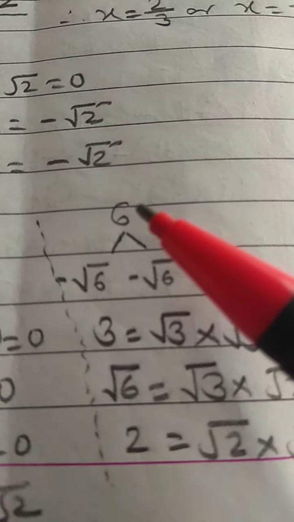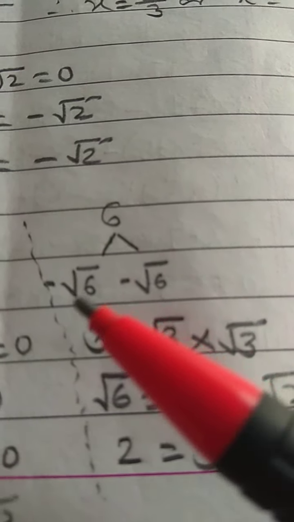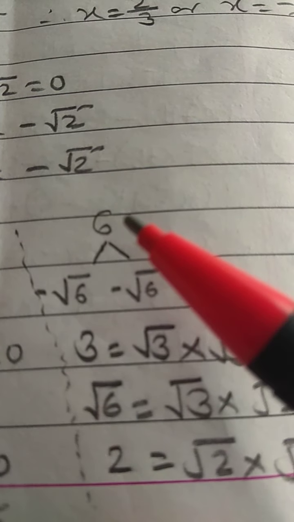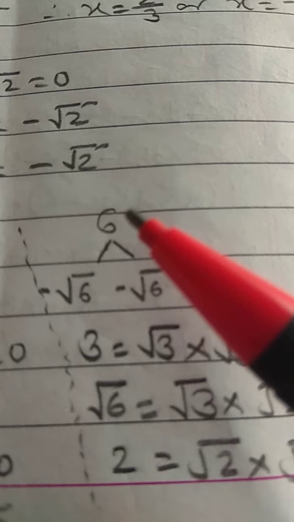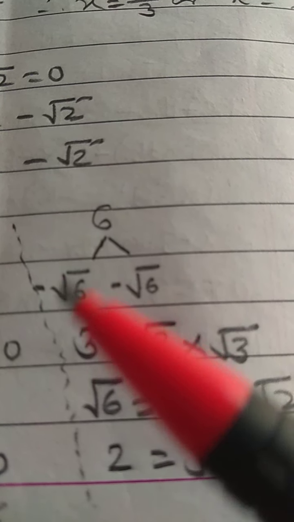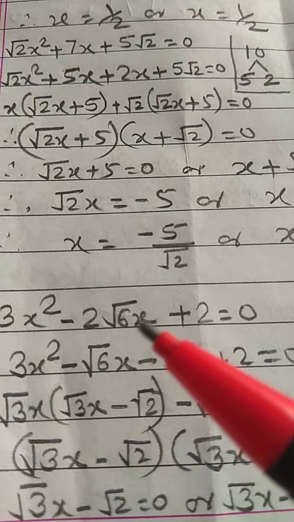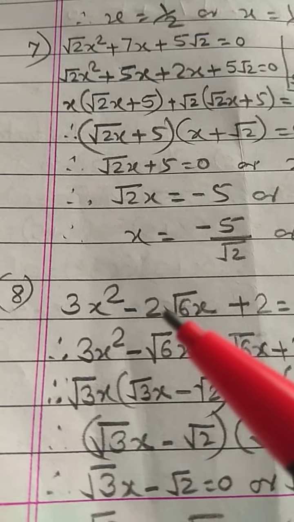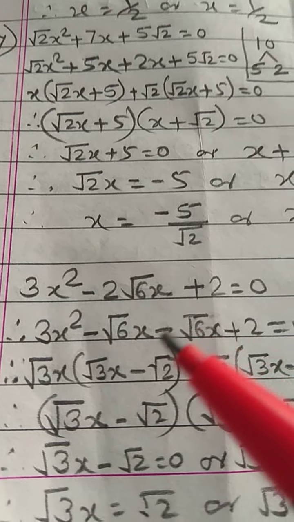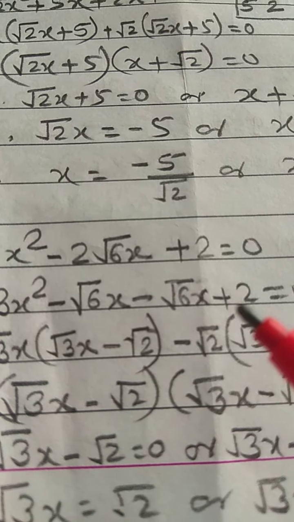So let us see. See here. Product is 6 here. Root 6 into root 6, that is root 36. It will give you 6 only. Root 6 into root 6 is always 6. And minus 1 root 6x minus 1 root 6x will give you minus 2 root 6x. See here. Minus 2 root 6x. So, this minus 2 root 6x can be split as minus 1 root 6x minus 1 root 6x.